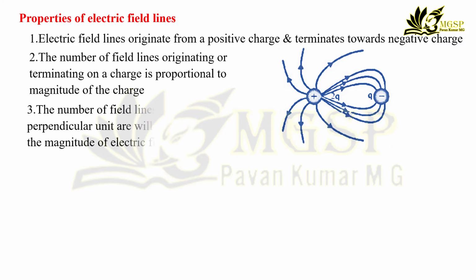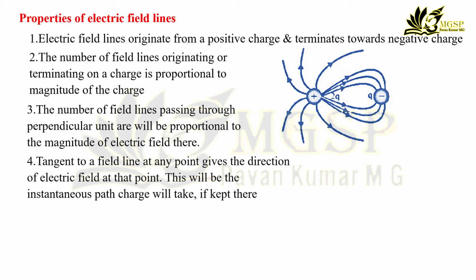Next, the number of field lines passing through a perpendicular unit area is proportional to the magnitude of the electric field. That means the number of field lines passing through any perpendicular unit area is proportional to the magnitude of the field. If I consider this surface, the field lines passing through it are proportional to the magnitude of charge. If this is 2q or 4q, 4q has more field lines, which means it has more penetration through this surface, proportional to the magnitude of the charge.